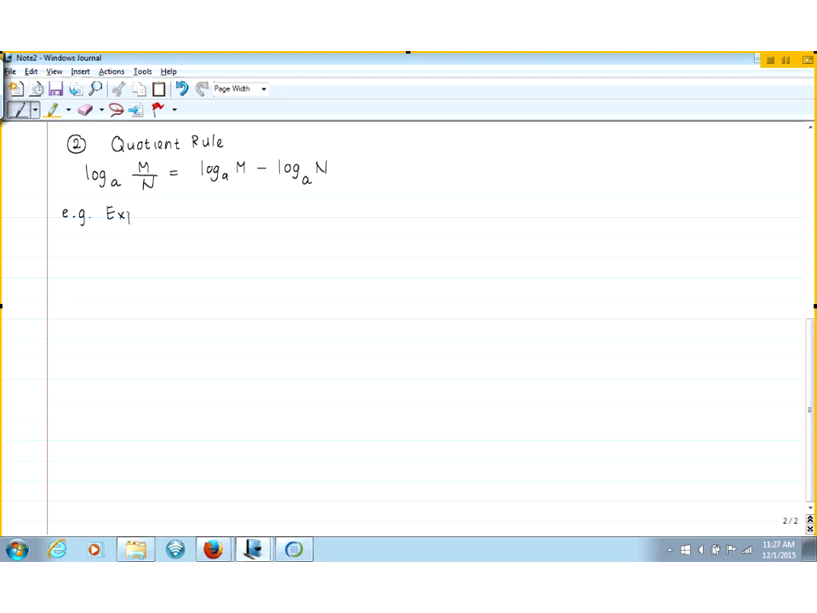Yeah. So for example, express as difference of logs. Okay. Number 1. Log base 2 of 53 over 17. And then number 2, log base 6 of A over B. So that's easy. What is it? Log base 2 of 53 minus log base 2 of 17.